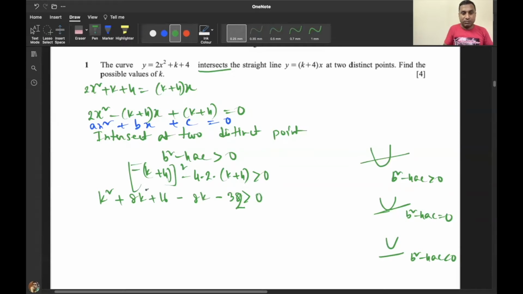Now this positive 8k and negative 8k cancel, so there will be k square plus 16 minus 32. If you subtract these two, you are having k square minus 16 greater than 0. So the critical values of k: if you see k square minus 16 equals to 0, so k square equals to 16, k equals to plus or minus root over 16, that means k equals to plus or minus 4.